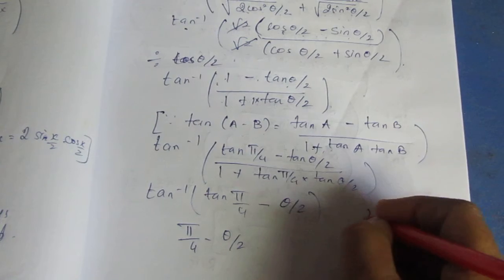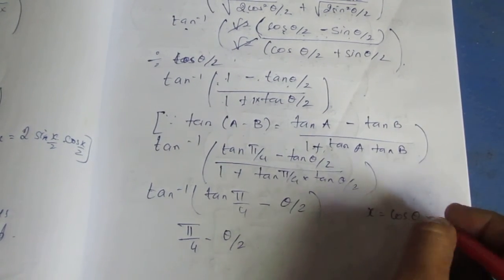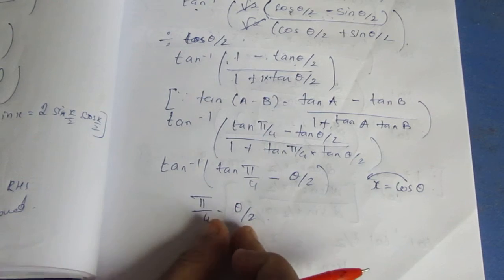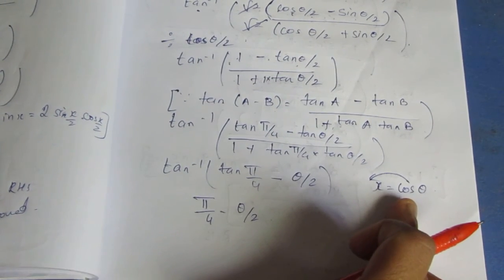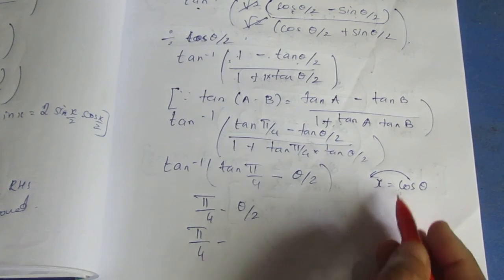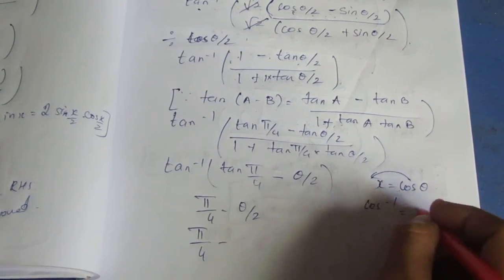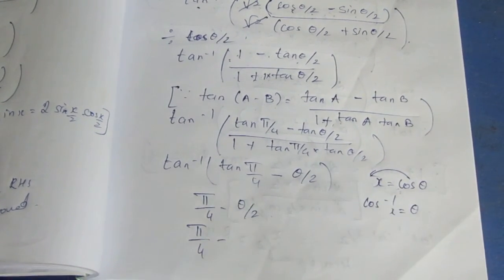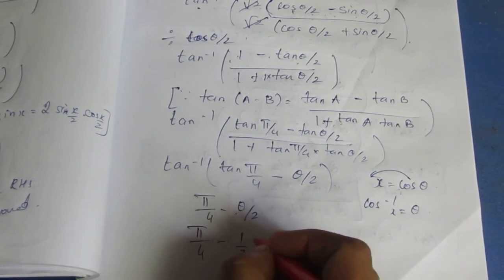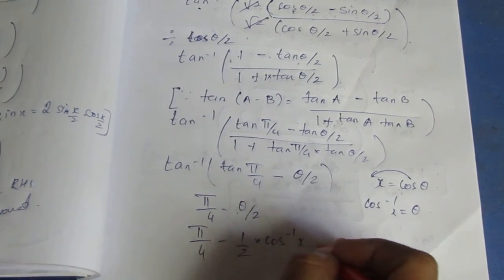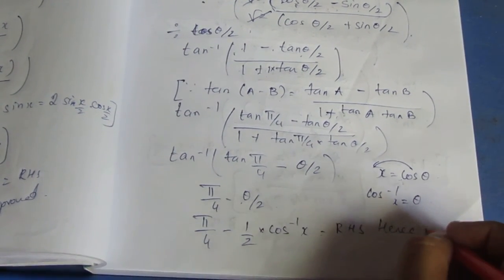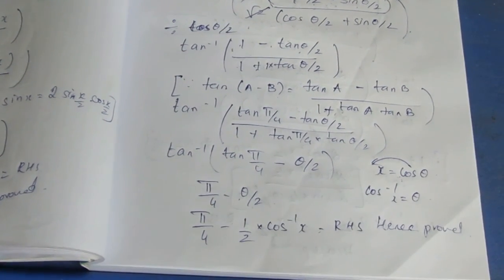We know that x is equal to cos theta. If I bring cos to the other side, it becomes inverse, so theta is equal to cos inverse x. So in the place of theta we can substitute cos inverse x, and we get pi by 4 minus half cos inverse x. This is equal to our RHS. Hence proved. We have proved the sum. That's all with the sum. Thank you.